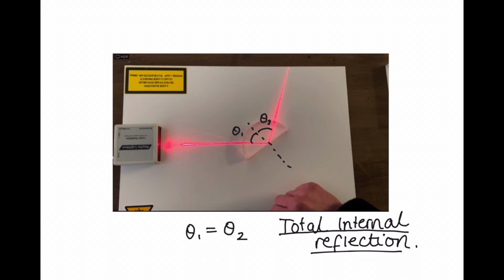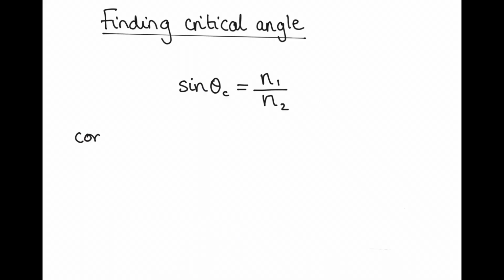So there are some conditions for total internal reflection to happen, and these are that theta 1 must be bigger than an angle called the critical angle. How do we find the critical angle? You can do this practically by just moving the angle of incidence so that we get all of the light reflected.